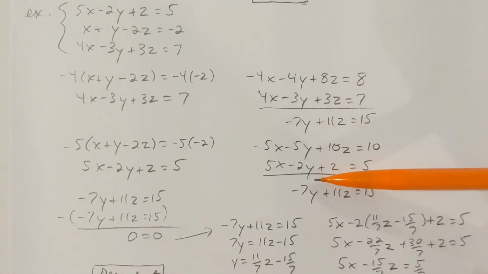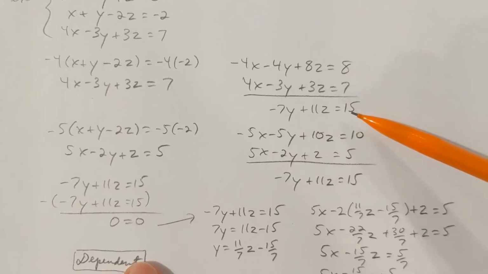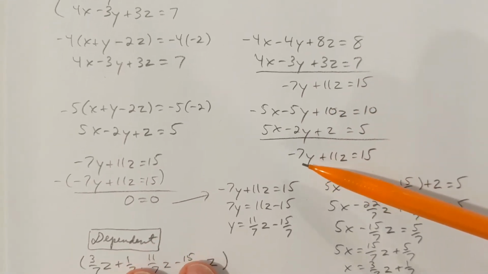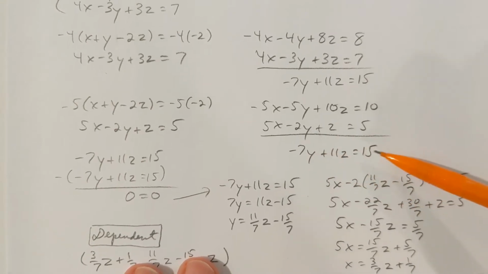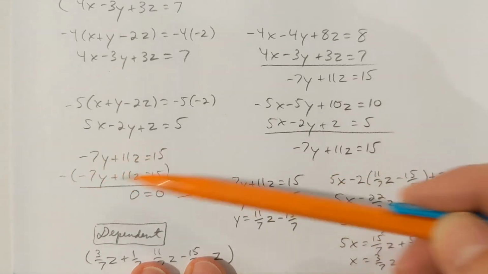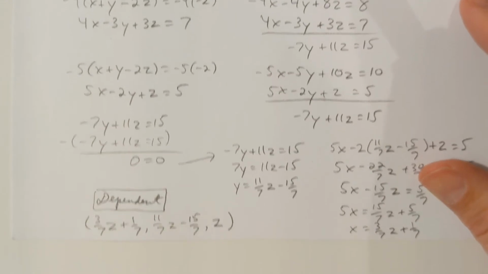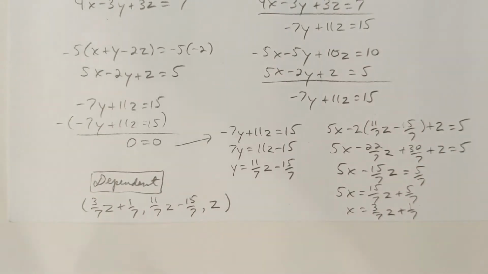So okay, I've done that. I'm getting -7y + 11z = 15, and then I get another -7y + 11z = 15. Well, if I multiply the bottom equation by -1 and then add, I get 0 = 0. So this would be a dependent system, since I get 0 = 0 and all the variables were eliminated. And remember that a dependent system means that there are infinitely many solutions.